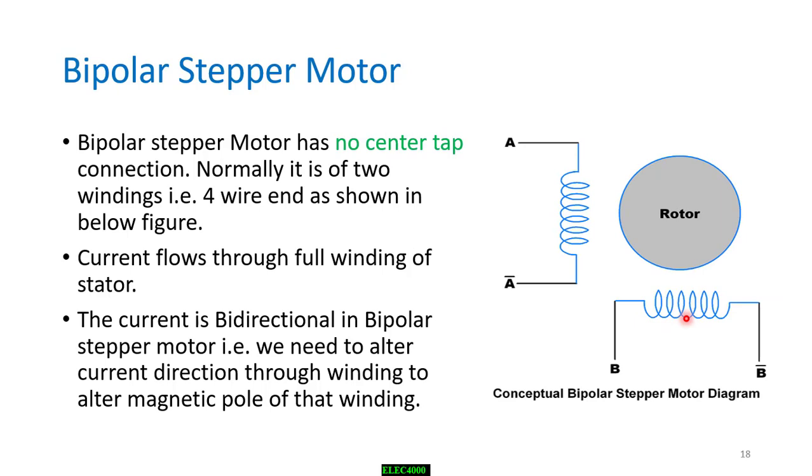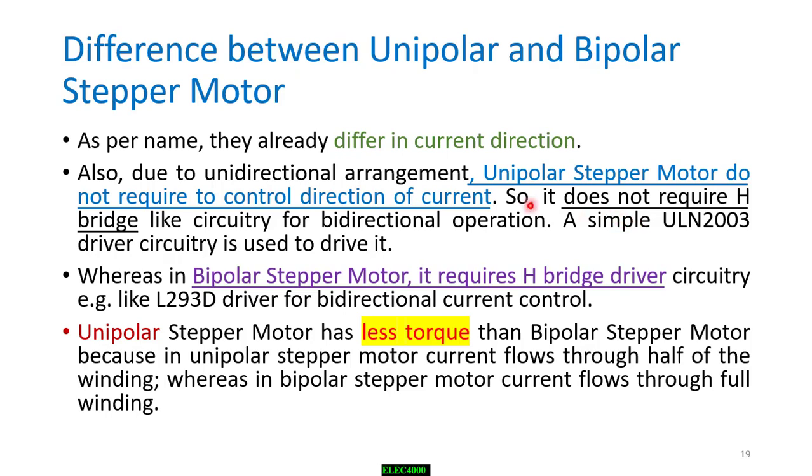In a bipolar stepper motor, you can see we have no common tab in the middle, and the full coil acts as a magnet for the rotor. Now this is good because it will give us higher torque. As per the name, the difference is in the current direction. Here's the difference between the bipolar and the unipolar stepper motor.